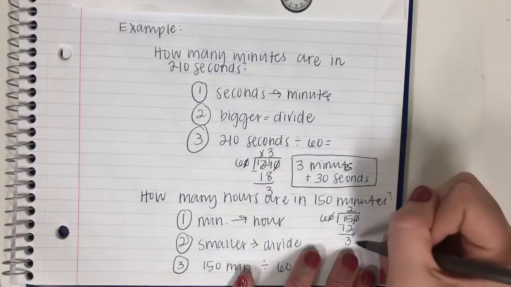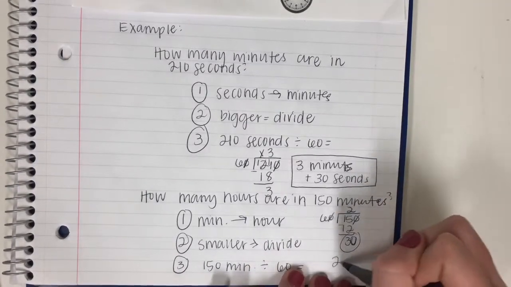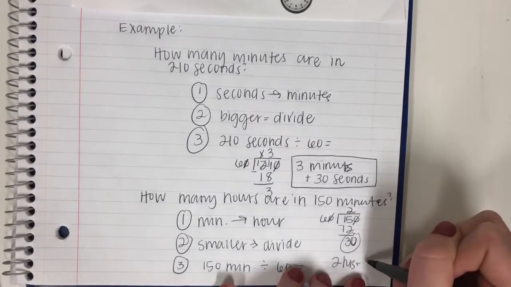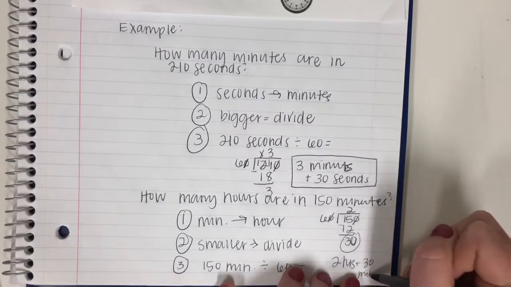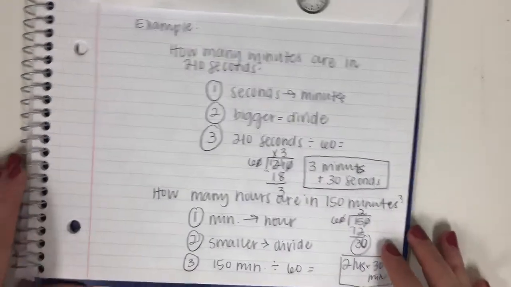So then we have that remainder. Remember, this remainder is actually a 30 in time. So 2 hours and 30 minutes is our answer. However, let's do a table as well to show that we can kind of do both.